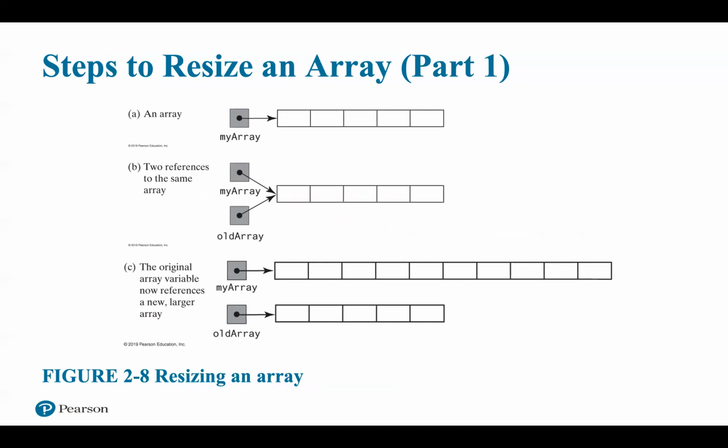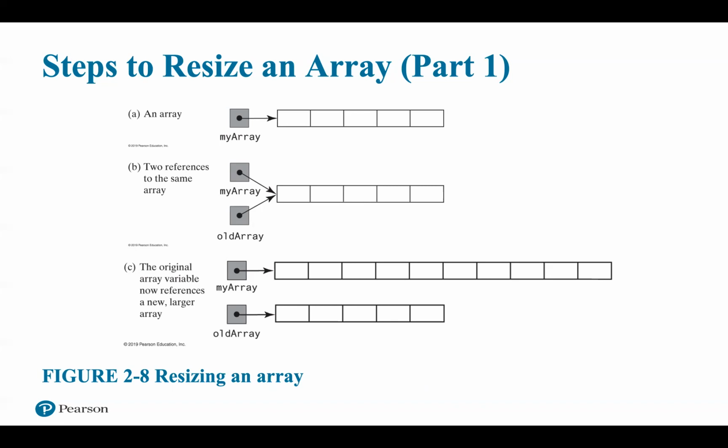So this is just some more details. Suppose we have that array reference, my array, that we see at the top of the figure here. We first define an alias, old array, that also references the array as shown in the middle part of the figure. The next step is to create a new array that is larger than the original array and let my array reference this new array as pictured at the bottom.